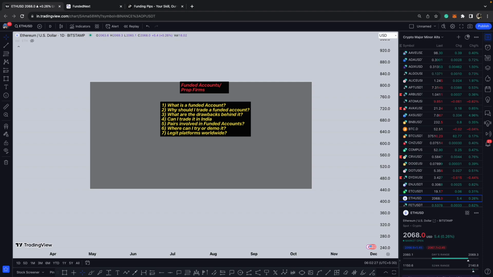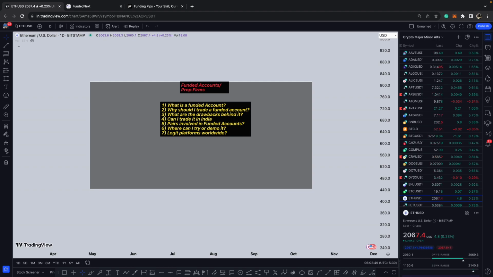The moment you clear that first phase, you get to the second phase. In the second phase, you again risk 5% daily, which is the drawdown limit. Your total drawdown limit over here is again 10%, but the trick is that you just need to make 5%.